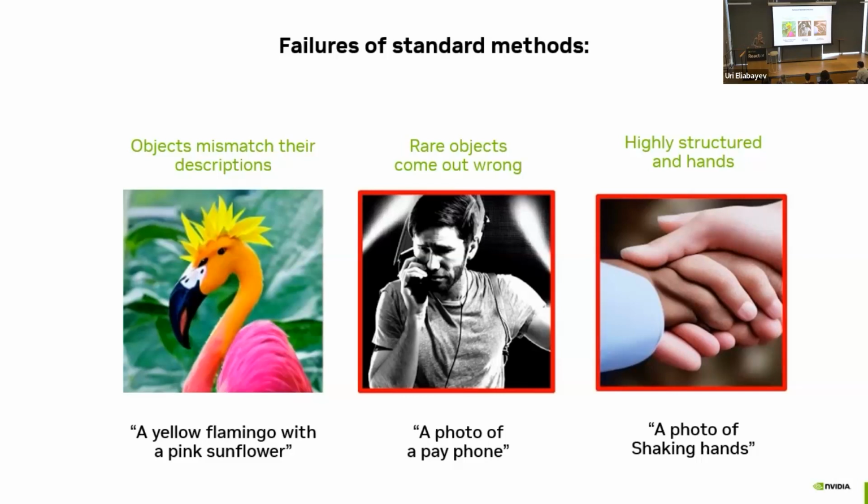Another issue, these models were trained on web data, and some of the words or some of the terms we have are pretty rare. Maybe they appear just a few 100,000 times or maybe tens of thousands of times. And usually when you try to generate, and here you have an example, a photo of a payphone, you get something like that, which is not a payphone. And on the right, maybe the most infamous problem with diffusion models, they are really bad with fingers, right?